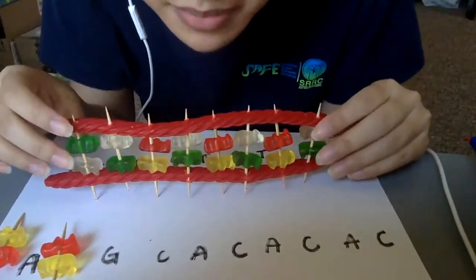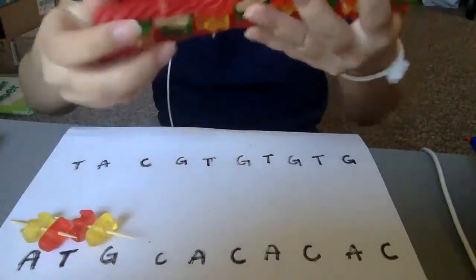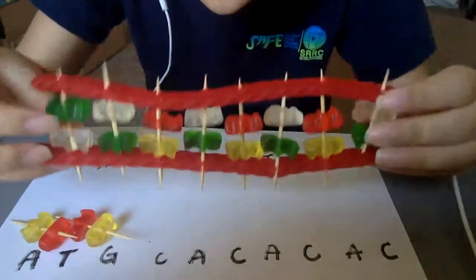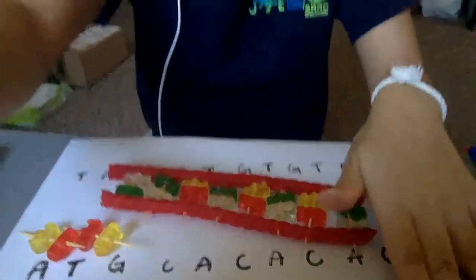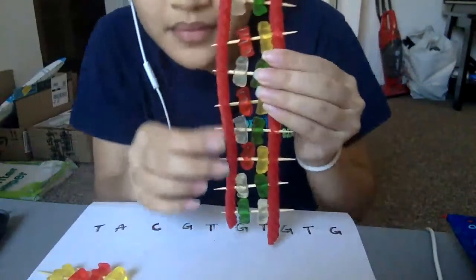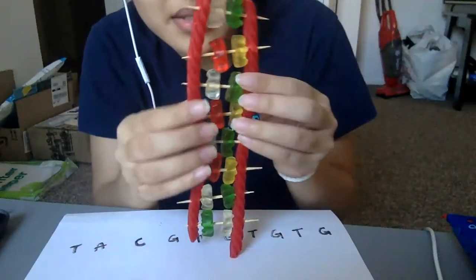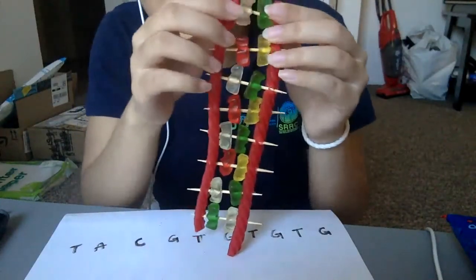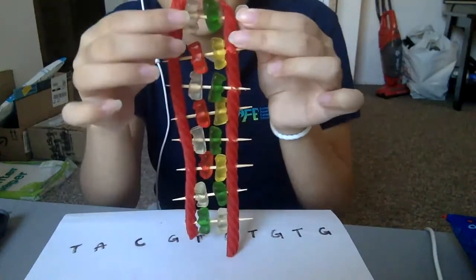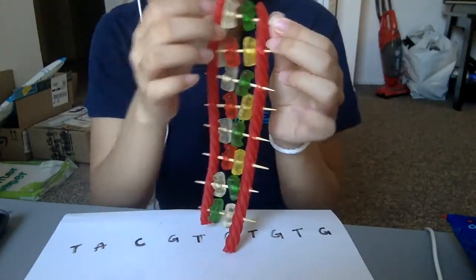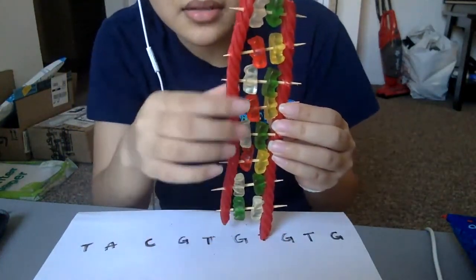Okay, so my DNA model's finished. I can't seem to fit these other 2 in, but that's okay. Well, this is what mine looks like. Looks like a ladder. Just like we mentioned before. So DNA basically looks like a ladder when it's not twisted. And you can think of these nucleotides, these gummy bears, as steps, like the steps on a ladder. And these sides right here as the rails.